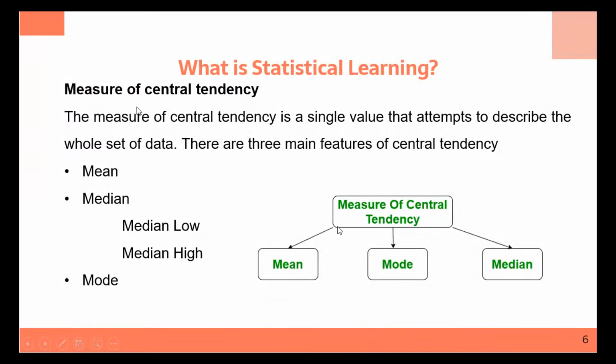Statistical learning, measure of central tendency. Let's see only one part of this presently. The measure of central tendency is a single value that attempts to describe the whole set of data. We say there are three main features of central tendency. That is the mean: if you give me a list of numbers, I try to find the mean of that, and we can find the median, and we can find the mode of it. I hope you understand these keywords.